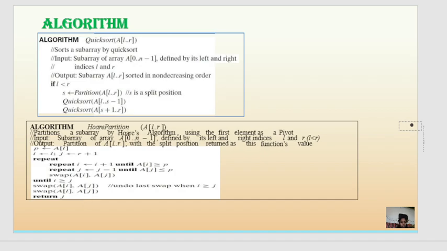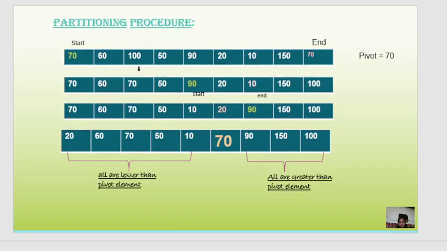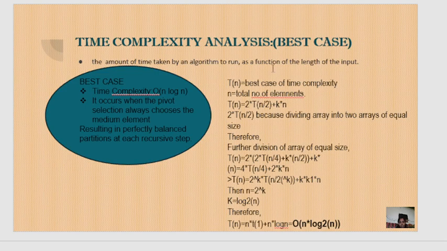This is the algorithm. Then coming to the time complexity: the amount of time taken by an algorithm to run as a function of the length of the input is called time complexity. The first thing is the best case. The best case time complexity is big O of n log n. It occurs when pivot selection always chooses the median element, resulting in perfectly balanced partitions at each recursive step. When you choose the middle element as the pivot, that time you get the best case.